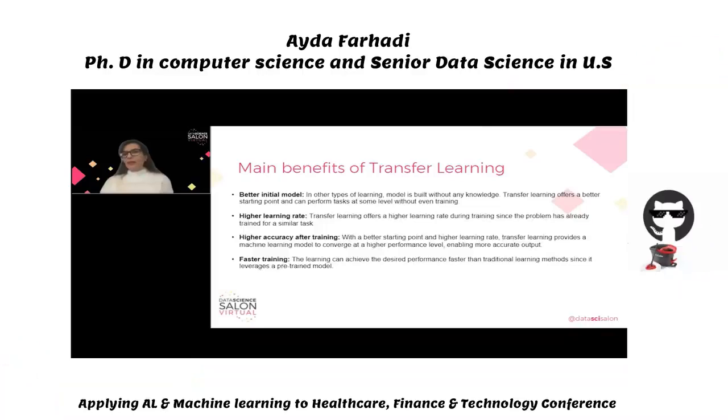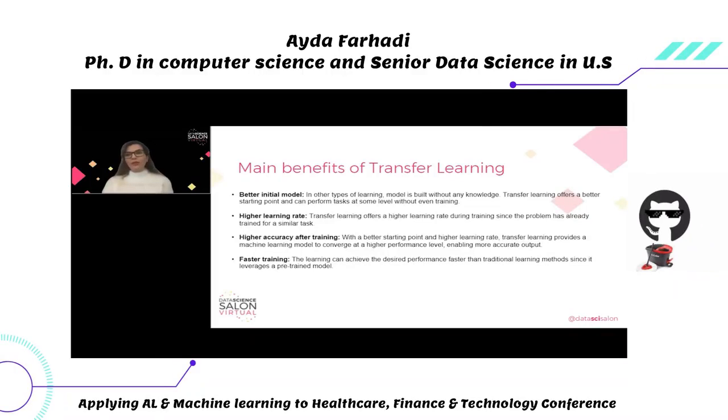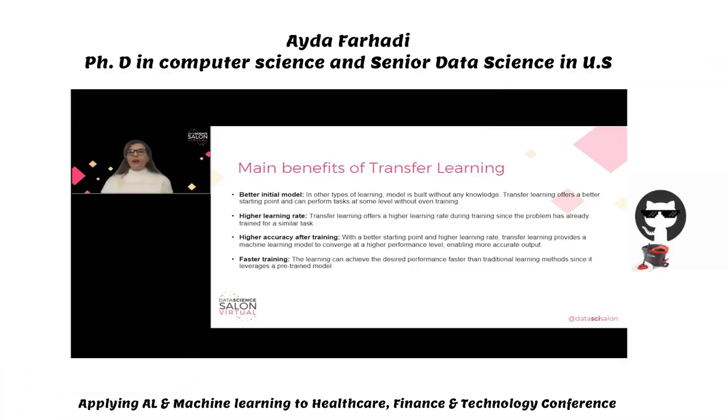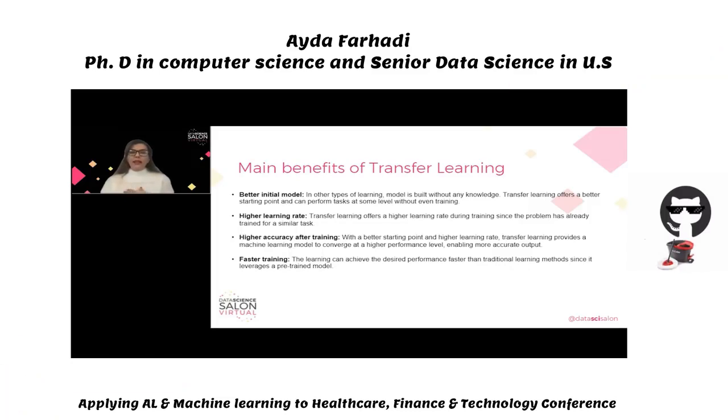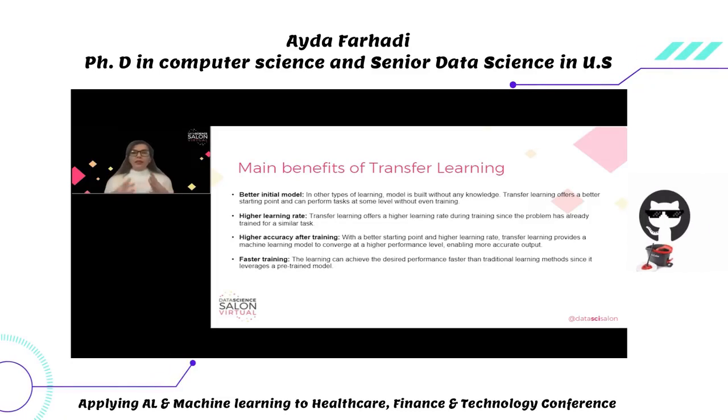The main benefit of transfer learning is, of course, that it starts from learned knowledge rather than random initialization of the weights, which is a pretty good opportunity for a neural network, because they normally start from random initialization of the weights. And then a higher learning rate: we do not need a small learning rate because the model is already trained, so it doesn't need a small learning rate.